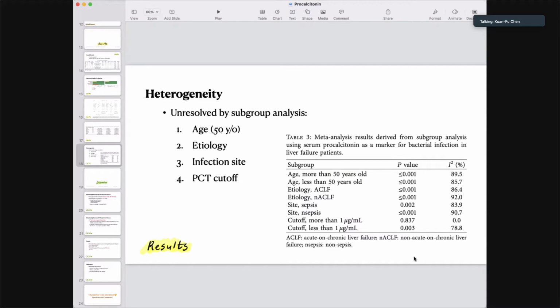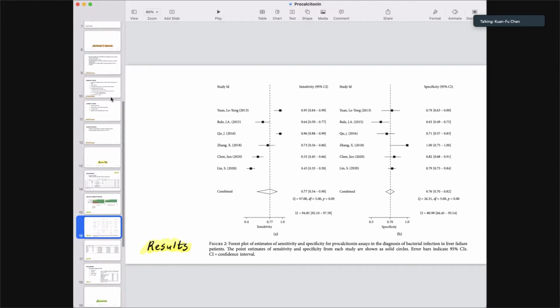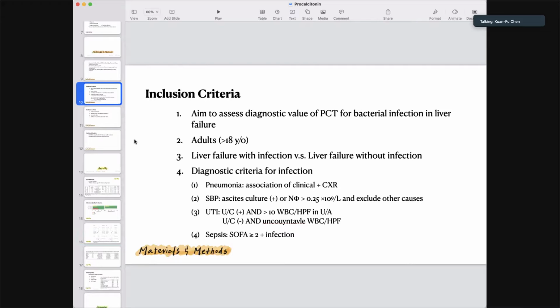But I agree with Eric. At this moment, I personally wouldn't routinely use procalcitonin to screen for either infection or sepsis, especially in this specific systematic review and meta-analysis. Although they stated their reference standard is perfect, I don't agree with that, because they have many different kinds of reference standard. How could you just combine sepsis 3 with culture-proven urinary tract infection? That's a totally different story.